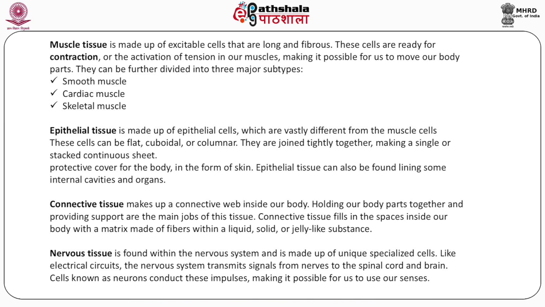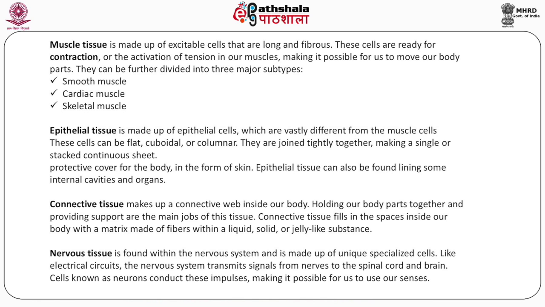The next tissue form is the epithelial tissue, made up of epithelial cells which are vastly different from the muscle cells. These cells can be flat, cuboidal or columnar. They are joined tightly together, making a single or stacked continuous sheet, a protective cover of the body in the form of skin. Epithelial tissue can also be found lining some internal cavities and organs.